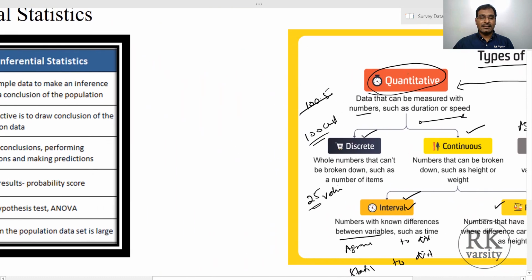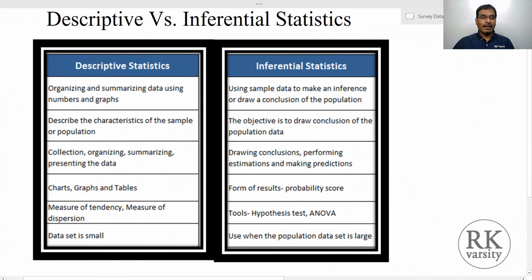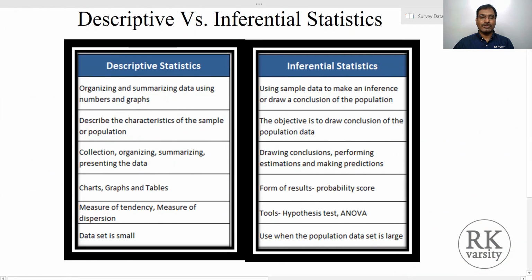The next is we look at the statistical tests. There are two different types. One is descriptive statistics and the second one is inferential statistical analysis. Descriptive statistics are basic statistics, that is organizing and summarizing data using numbers and graphs. Then describe the characteristics of a sample population, like your frequency distribution or crosstabs. These are all part of your descriptive statistics. Then it is collecting, organizing, summarizing and presenting the data. Mostly descriptive statistics are presented in the form of charts, graphs and tables.